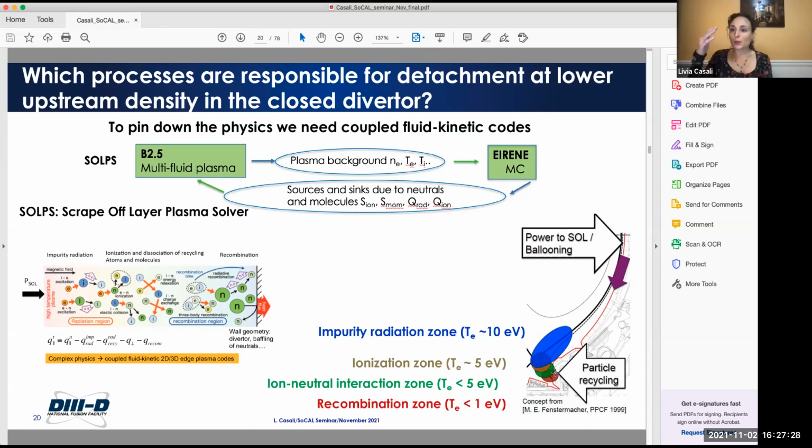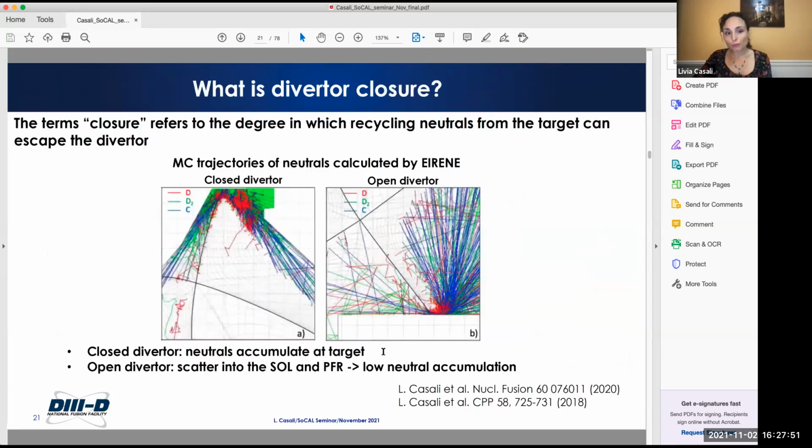These allow the temperature to drop to around 5 eV, where the ion and neutral interaction zone is found. Elastic collisions and charge exchange now allow the temperature to drop even further and reach the recombination zone, which is around 1 eV. And now the divertor is finally detached.